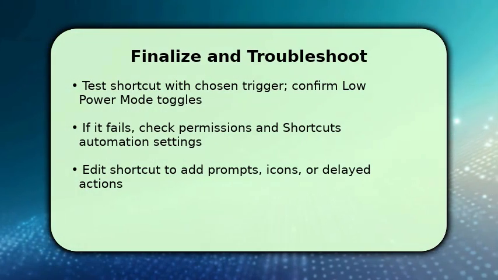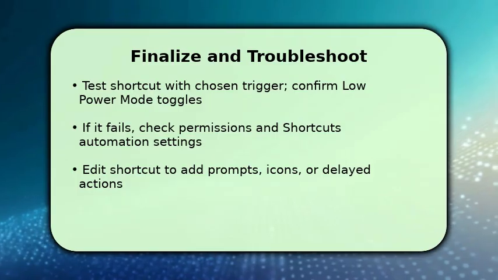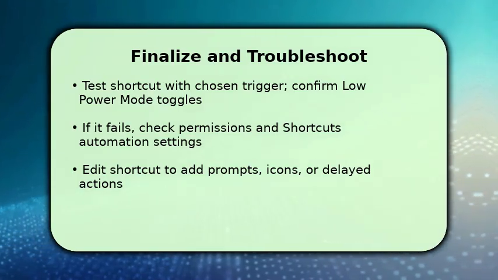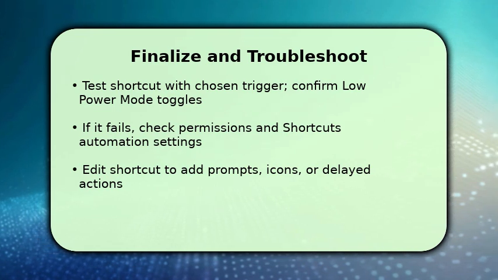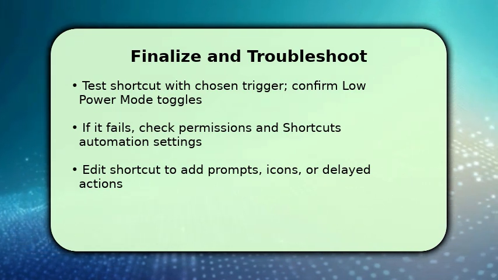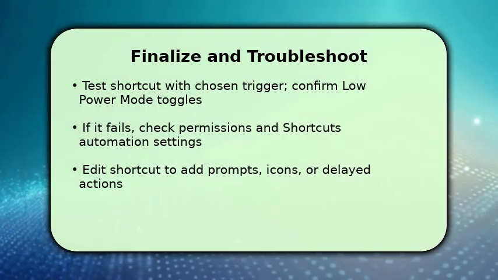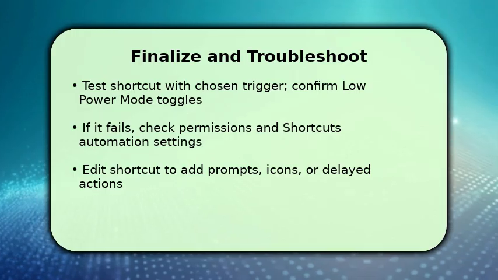Finish by testing the shortcut thoroughly. Tap the home icon, use the widget, or perform the back tap and verify low power mode turns on. If it doesn't work, make sure Shortcuts has necessary permissions, check that automation requires no extra confirmation, and confirm the action is set to turn on.